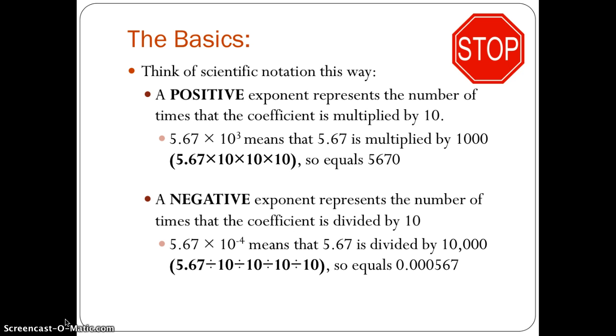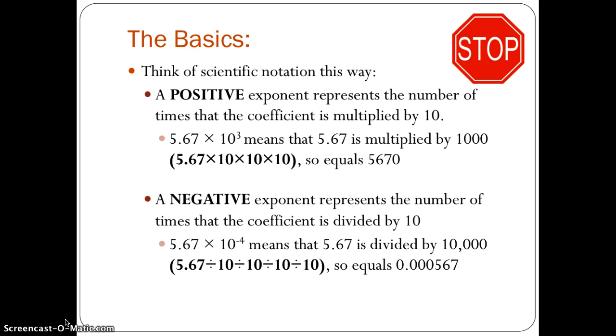So here's the basic idea. Scientific notation is just a way for us to show really big numbers or really small numbers in an effective way. So everything's based on a base 10 system. And if you look at the second bullet down, it tells you that if you have a positive exponent, what that means is you're representing the number of times that a coefficient is multiplied by 10. The coefficient being the 5.67 in this particular example.